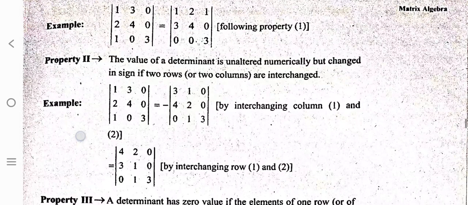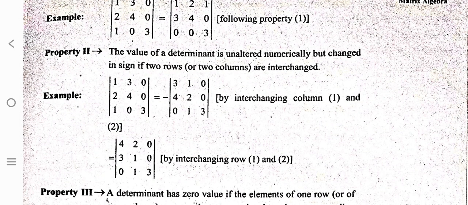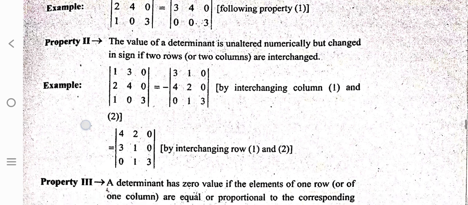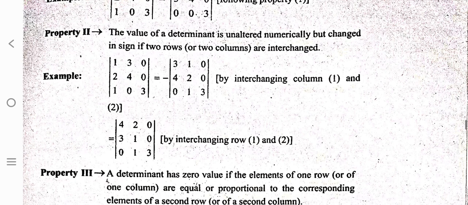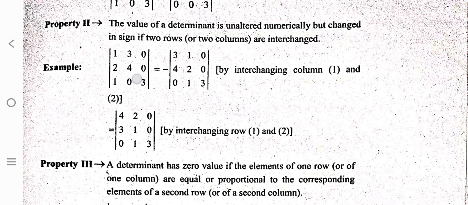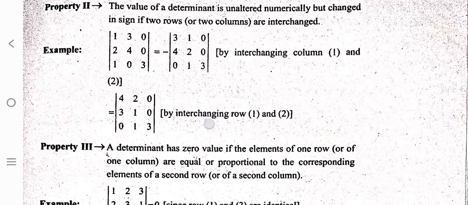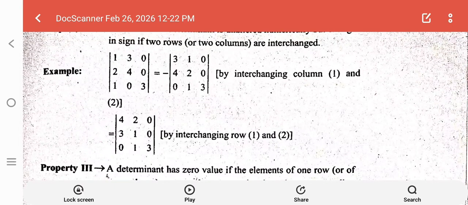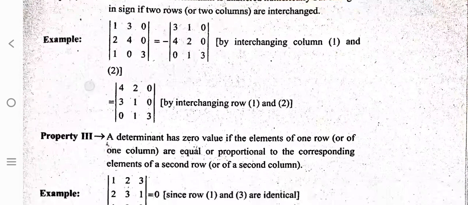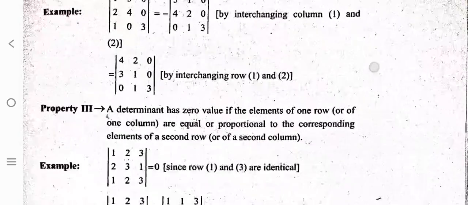Okay, so property 2: the value of a determinant is unaltered numerically but changes in sign if any two rows or any two columns are interchanged. So here we have an example. We take a third order determinant, and just by interchanging column 1 and column 2, we have a negative sign. Again we can interchange row 1 and row 2, and again a minus sign appears, then minus minus will be positive here, right?